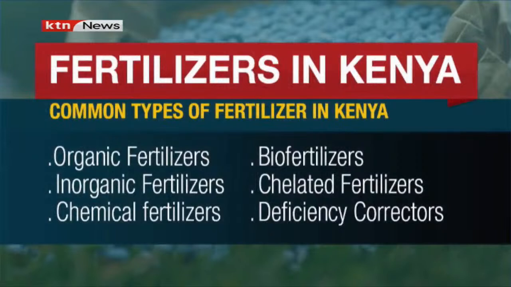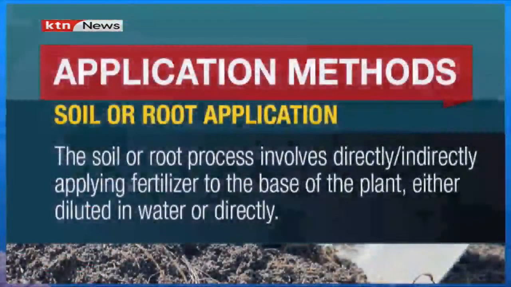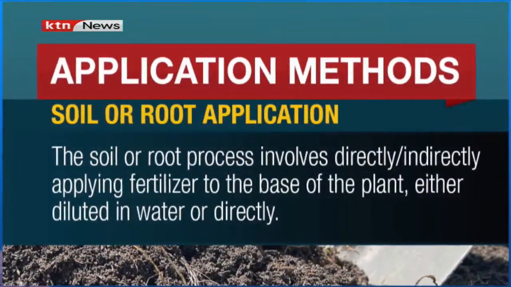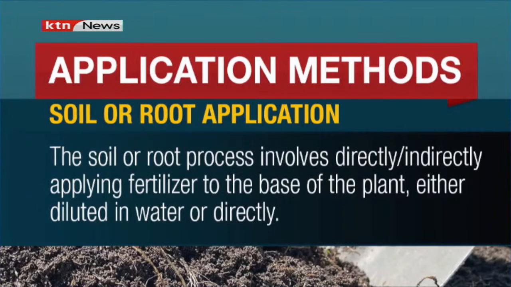Very well. So we have different types of fertilizers. So there are organic fertilizers. Of course, this comes from droppings of animals and the like. And then we have inorganic fertilizers, which is what we're going to be focusing on today, and a bit of chemical fertilizers too. Biofertilizers, chelated fertilizers, deficiency correctors. Of course, if your soil science is not so properly put together, those fertilizers would come in to assist in that. Let's talk about the methods of application.